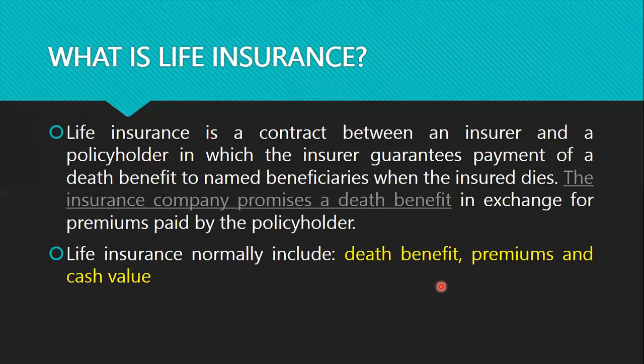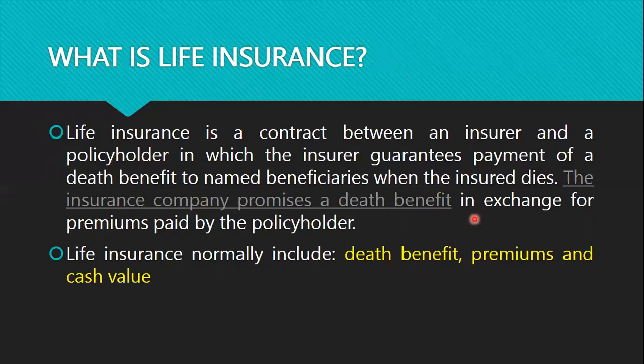In this case, normally they ask you to choose a person that is the closest to you, either your wife, your kids, your mother, your father, etc. But what they do is that they say, okay, if you pass away, then this person is going to receive this amount of money. And you can divide it in even parts. You can give more to one person, less to another. It depends on you. The insurance company provides a death benefit in exchange for premiums paid by the policyholder.